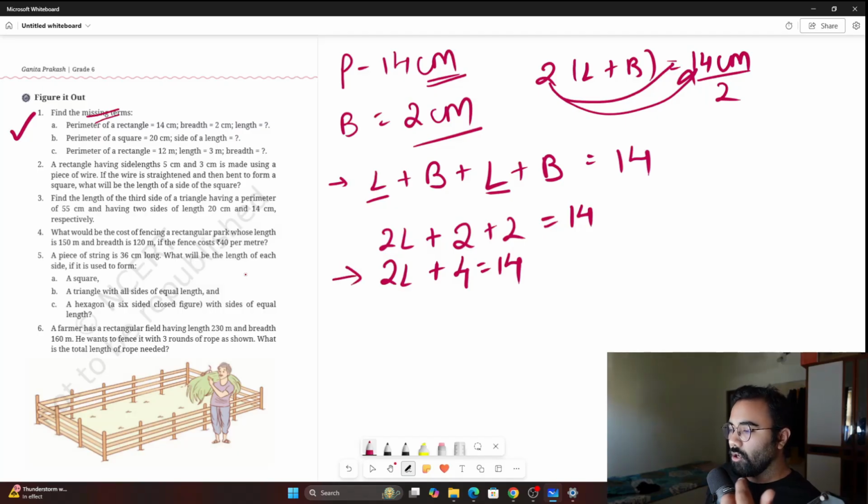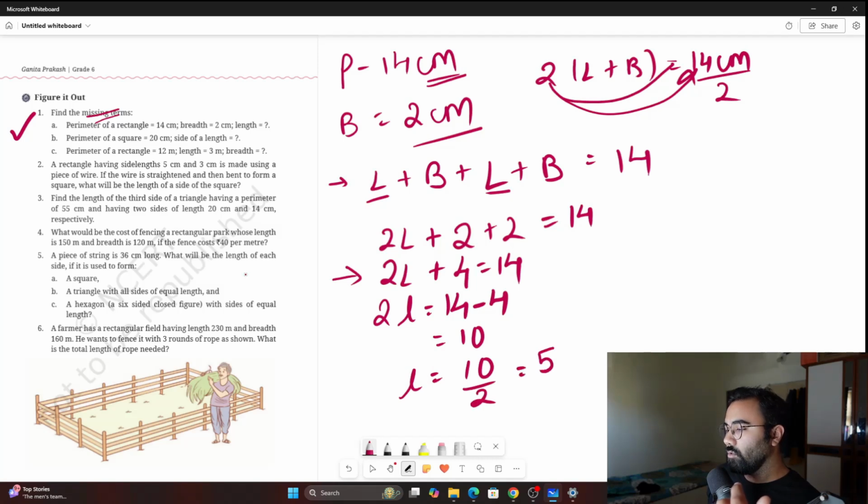So this gives you 2L plus 4 is equal to 14. So this gives you 2L is equal to 14 minus 4, which is equal to 10. So L plus L is equal to 10. So L will be equal to 10 divided by 2, which is equal to 5 centimeter. So the length over here is 5 centimeter.